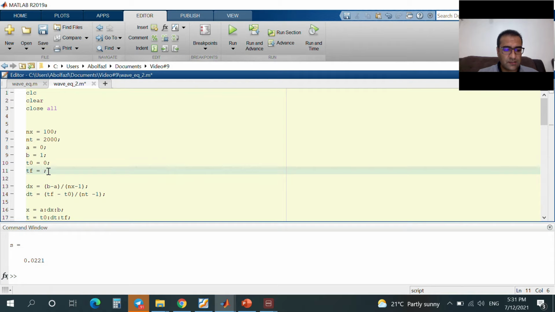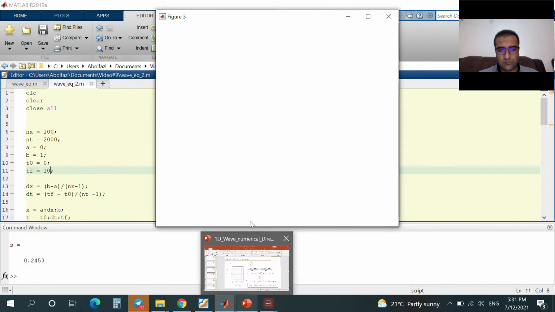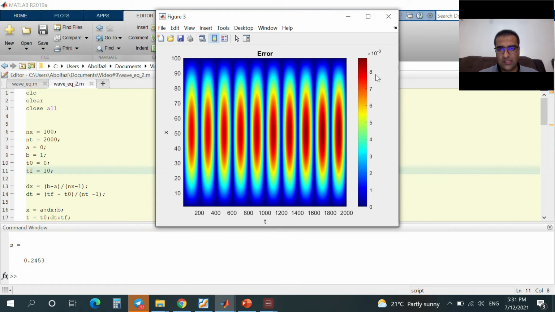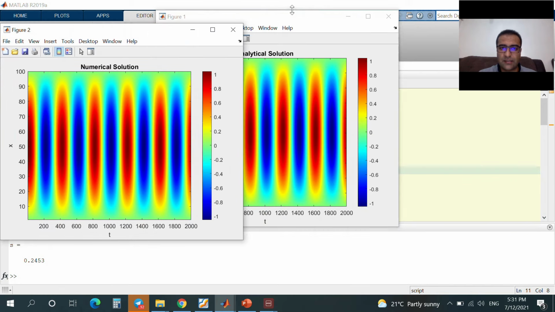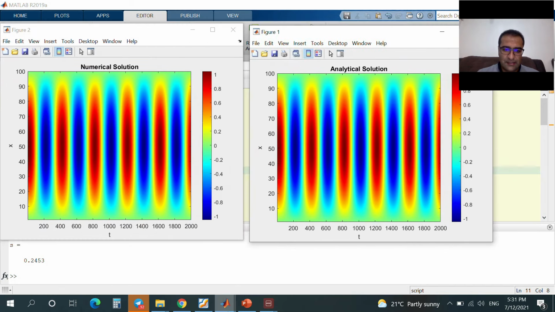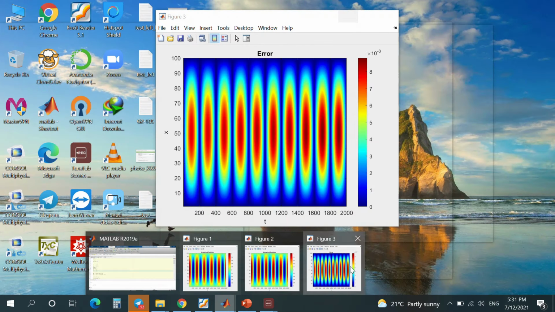you can increase the final time by 10. But here you see the Courant number increased to 0.24. I think the error should increase at the further time. Let's see, because the Courant number increased. You see it's slightly increased, but again it's in the order of 10 to the minus 3. And as you see, here is the numerical, the analytical, and this one is the error.